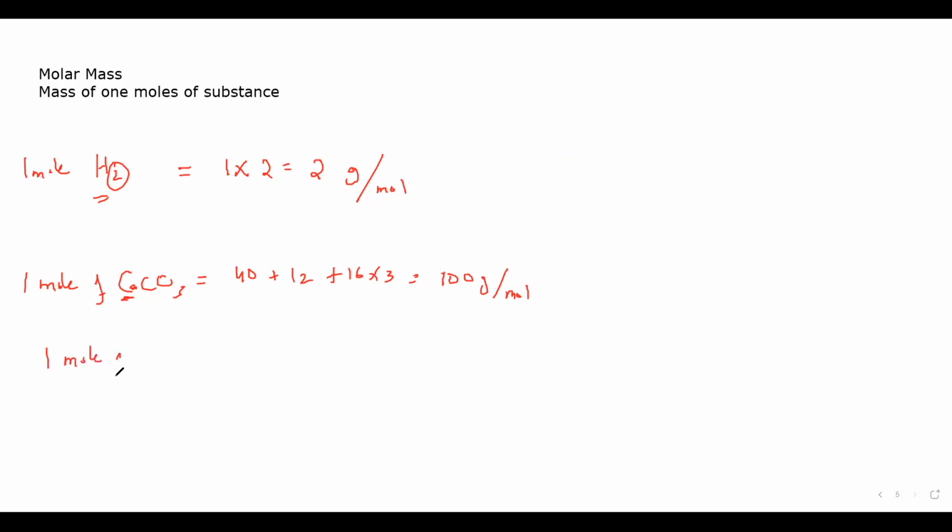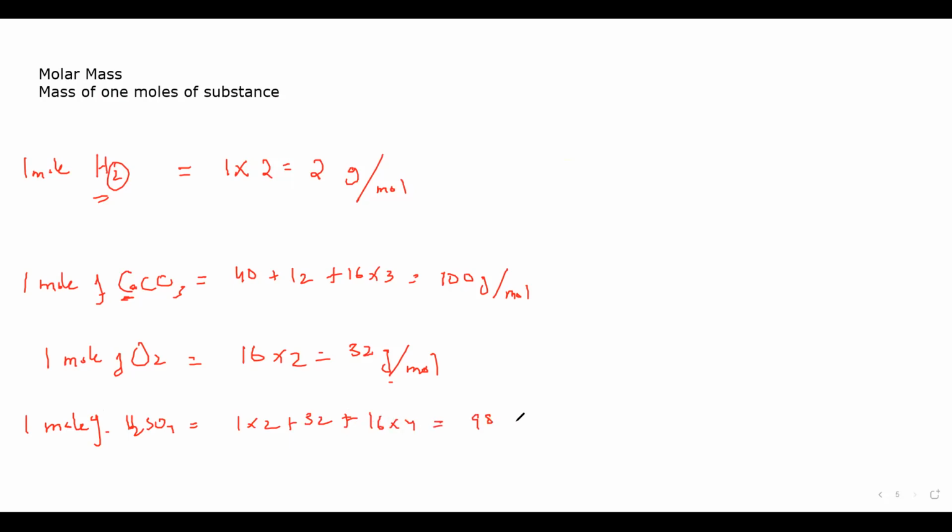Same way, 1 mole of oxygen. Oxygen atomic mass is 16 multiplied by 2, which is equal to 32 gram per mole. 1 mole of H2SO4: hydrogen is 1 multiplied by 2, plus sulfur is 32, plus oxygen 16 multiplied by 4. So this total will be equal to 98 gram per mole. So molar mass is simply the mass of 1 mole of a substance, expressed in grams. Is it clear? The molar mass.